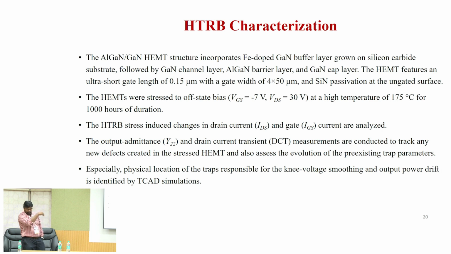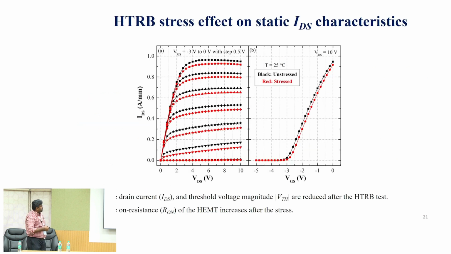Simultaneously, after the measurement we analyze the static characteristics ID and IG, to see if any new traps are created. The measurements are done by them only. So it's Y22 and DCT, and we have observed some behavior. That's why the simulations are done by 3V lab, so they identified some behavior, that we will discuss in the upcoming slides.